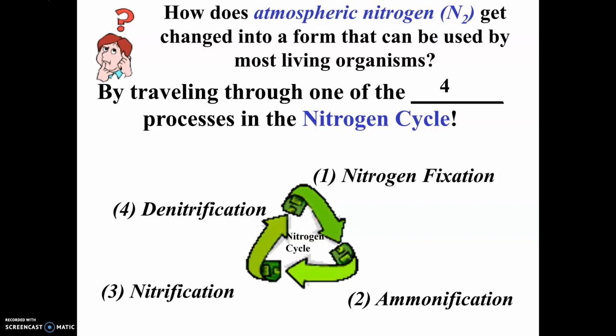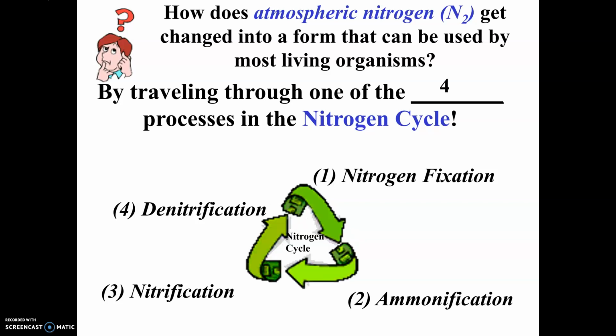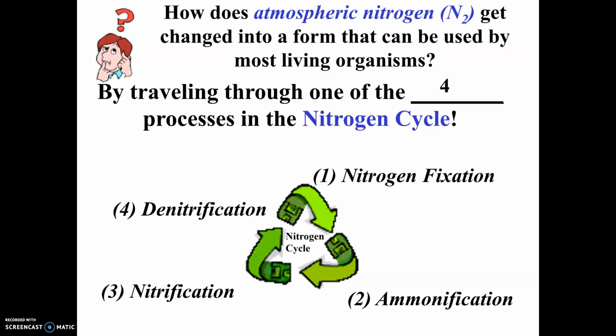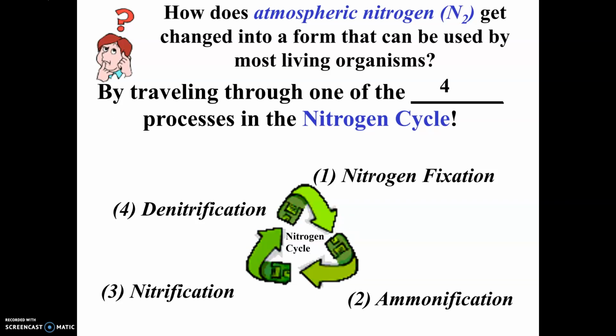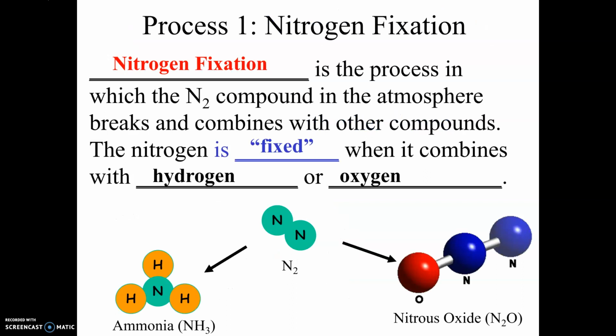At this point, I also want to mention that because this is a cycle, all of these processes rely on one another for the cycle to work properly. If you skip or you take out steps in a cycle, the cycle won't work the way that it's supposed to. So let's begin with process number 1, nitrogen fixation.